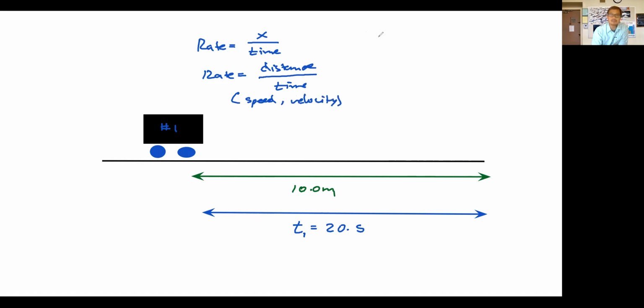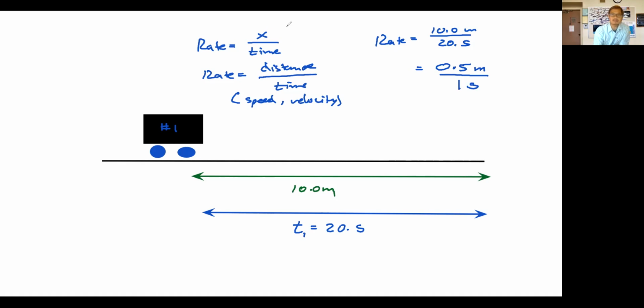So this rate, which we call the speed, is defined by the distance that the object covers, 10 meters for the car, over the time interval over which the object covers that distance. So the rate here is about half a meter for every 1 second. Okay, so we reduce that, and that's the rate at which this car travels.